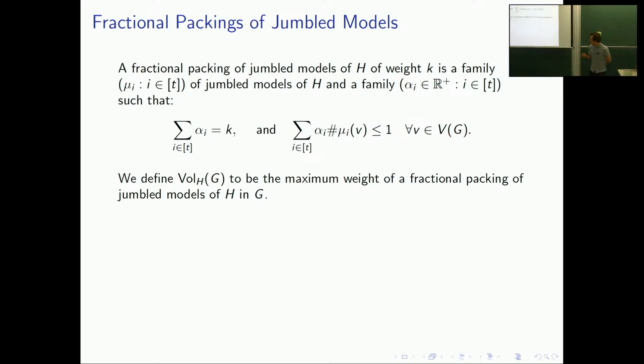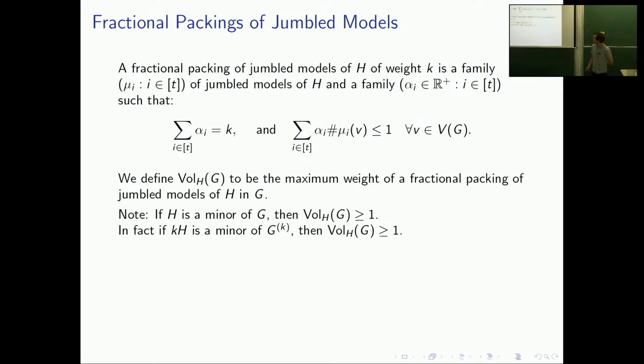This is sort of a fractional relaxation of finding a minor. So we define the H volume of a graph G to be the maximum weight of a fractional packing of jumbled models of H in G. And there's a couple of things to note. First, if H is actually a minor of G, then in particular we have a model which is not jumbled, and we can just assign weight 1 to that model to show that the H volume of G is at least 1.